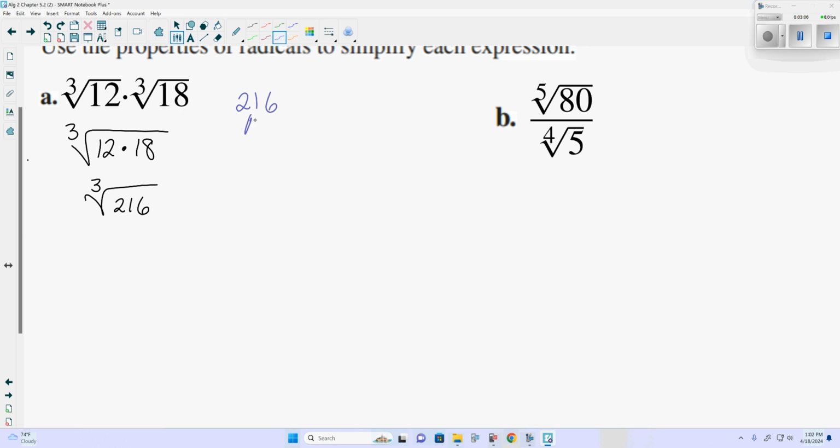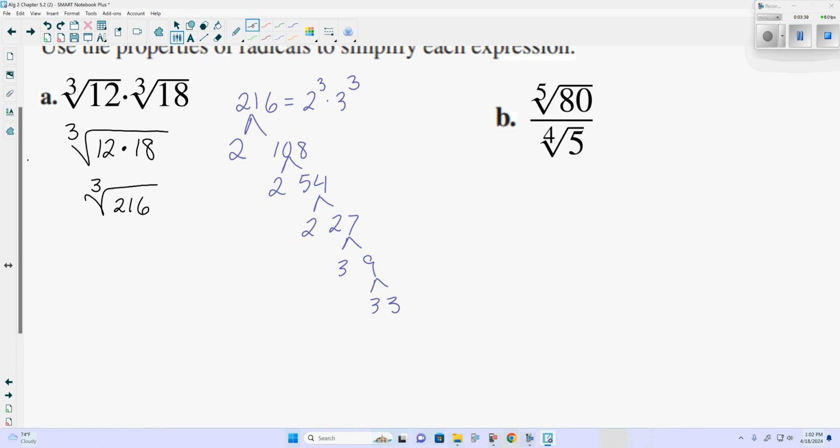Another way we can look at it is the factor tree. Because if I factor 216, well, that'd be 2 and 108. 108 is 2 and 54. 54 is 2 and 27. 27 is 3 and 9. And 9 is 3 and 3. So 216 is 2 to the 3rd times 3 to the 3rd.